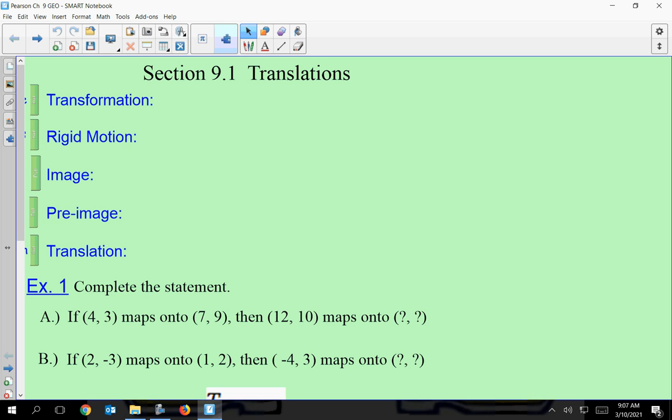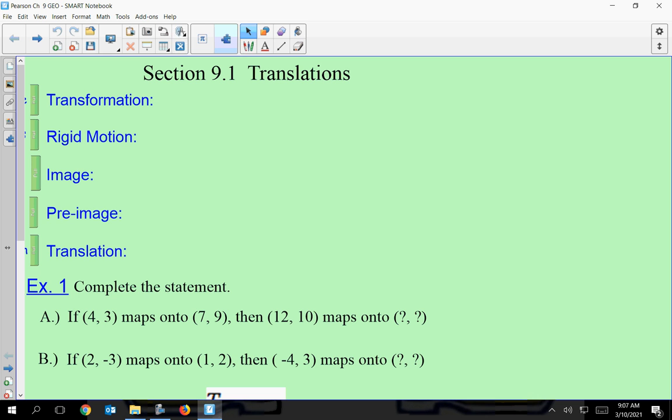As this chapter goes along, we're going to see how we can take something and move it to a different part of a graph and do it in different ways. At the end of the chapter, we'll also look at how we change the shape of a particular object. Okay, so the section's called translations, which is making something move.